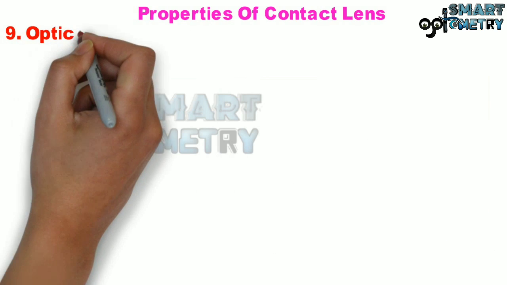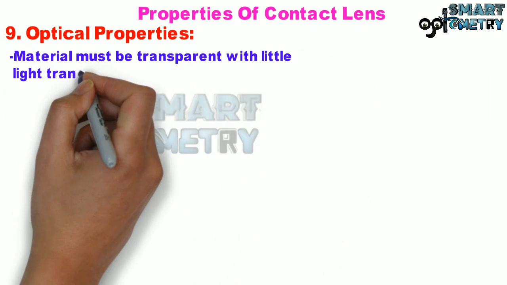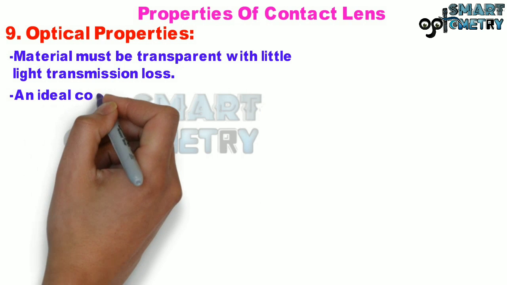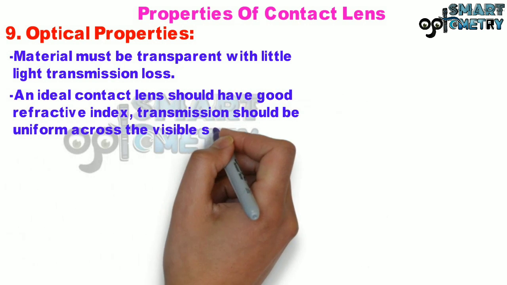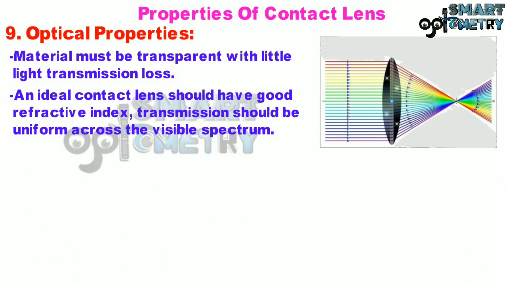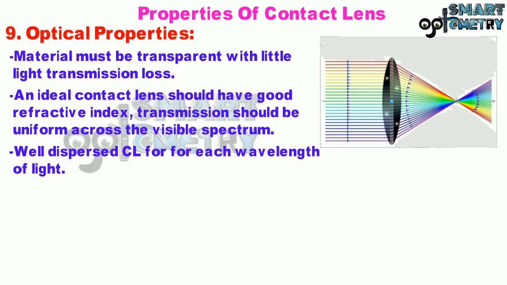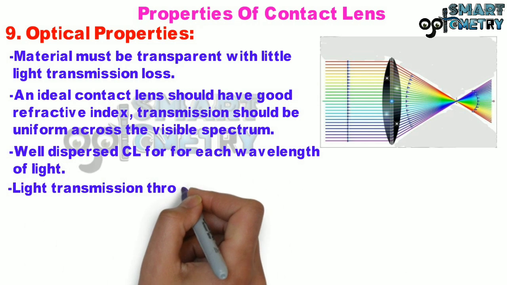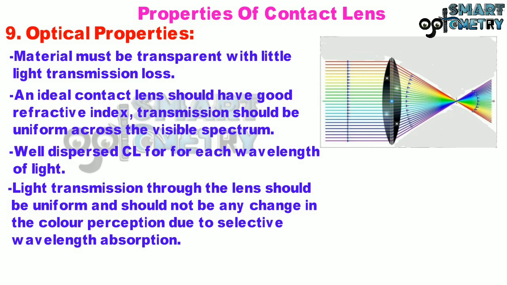Now let's discuss optical properties. Material must be transparent with little light transmission loss. An ideal contact lens should have a good refractive index. Transmission should be uniform across the visible spectrum, with good dispersion for each wavelength of light. Light transmission through the lens should be uniform and there should not be any change in color perception due to selective wavelength absorption.